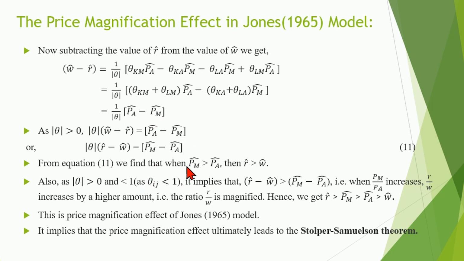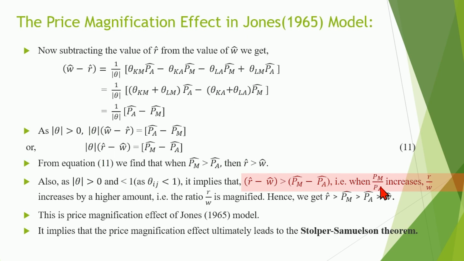That means if PM hat minus PA hat is greater than 0, it implies PM hat is greater than PA hat. That implies R hat will be greater than W hat. Now mod theta is greater than 0, fine, but this is also less than 1 because theta ij's are input coefficients. These are fractions. So mod theta is greater than 0 but less than 1. Therefore, from equation 11 we find that R hat minus W hat is greater than PM hat minus PA hat.